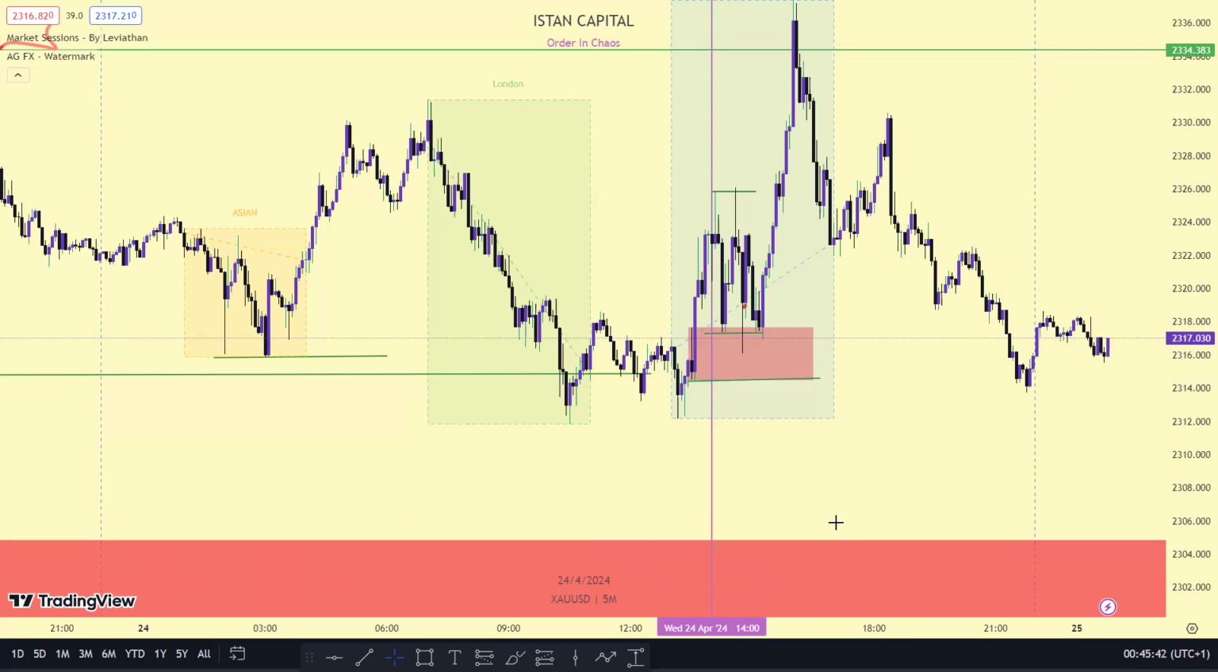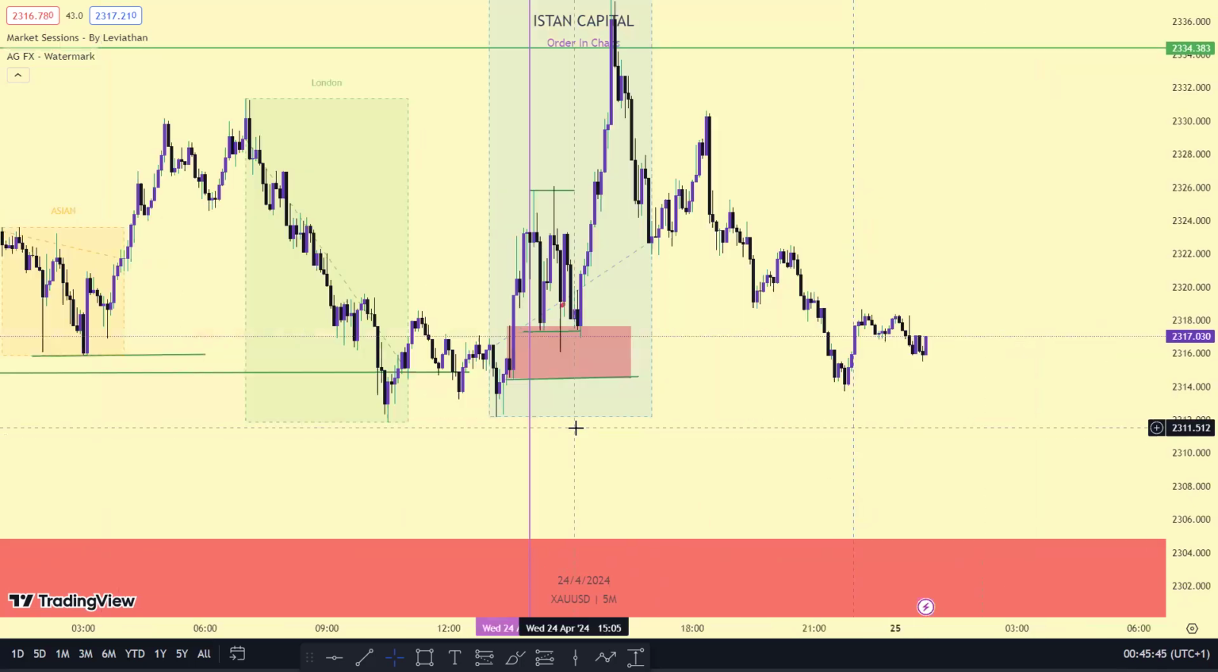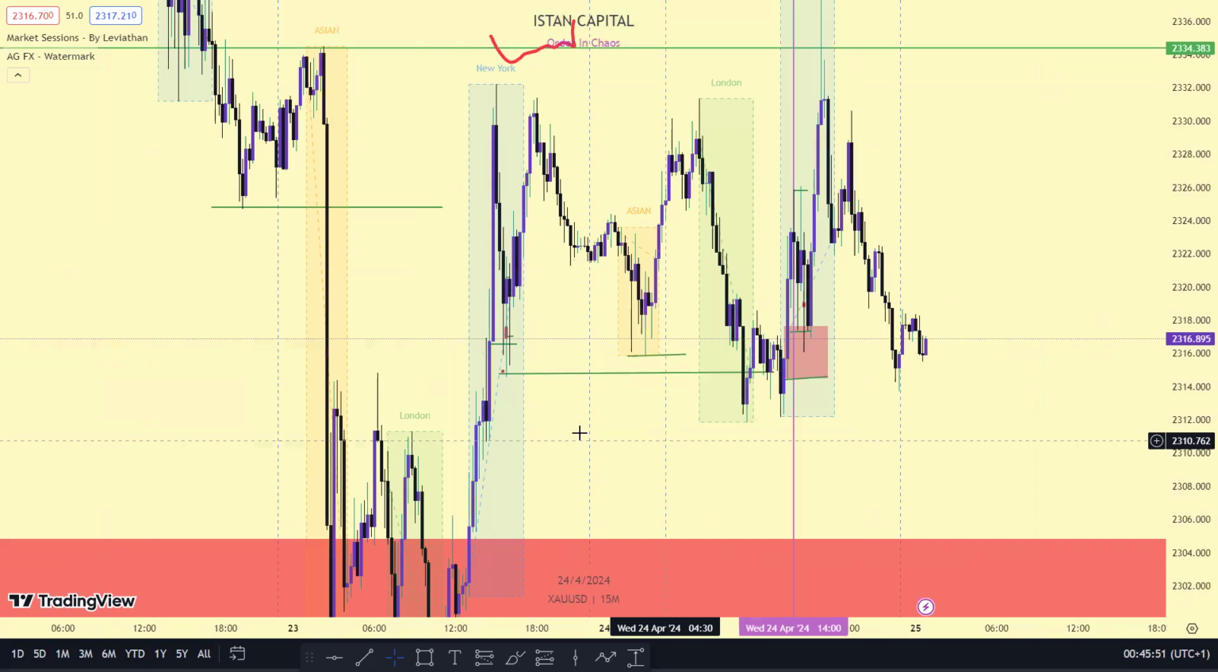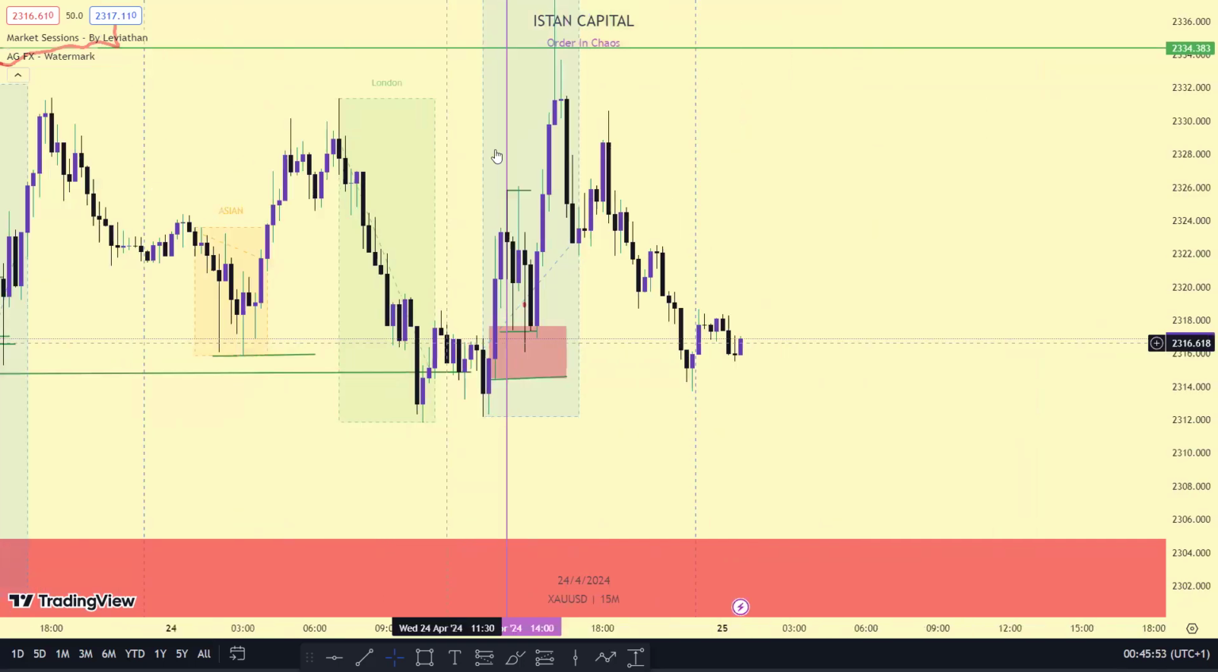So I have another trade that is running right now. I don't know if this trade will work. This is the 15 minute time frame. Anyways, let me just clear all of this.